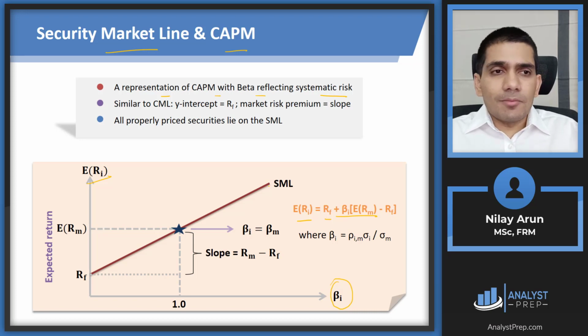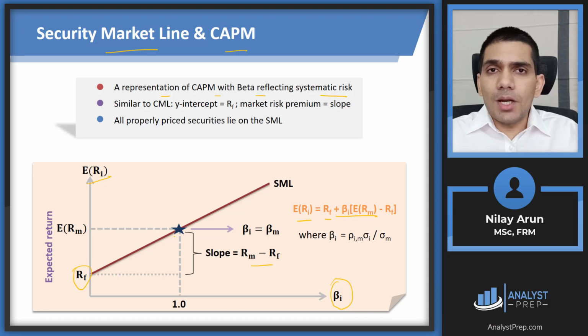Now let's look at the SML. Instead of the CML, now we have come to SML, and we have changed the definition of risk from total risk, which was measured using standard deviation, to the beta of the portfolio. In this case, the slope is RM minus RF, which is essentially the market risk premium or the equity risk premium. That is what the slope is. And the y-intercept is basically just the risk-free rate.